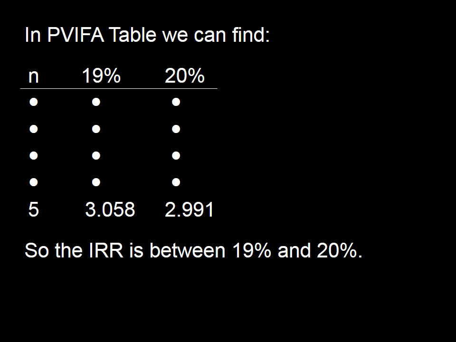Okay, but it turns a trial and error problem into a really quick problem, and works only if you have an annuity cash flow.